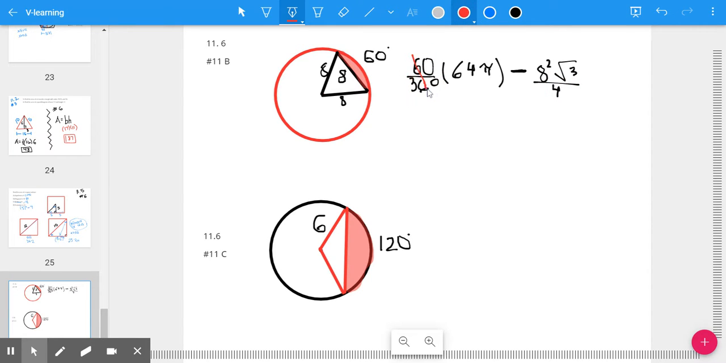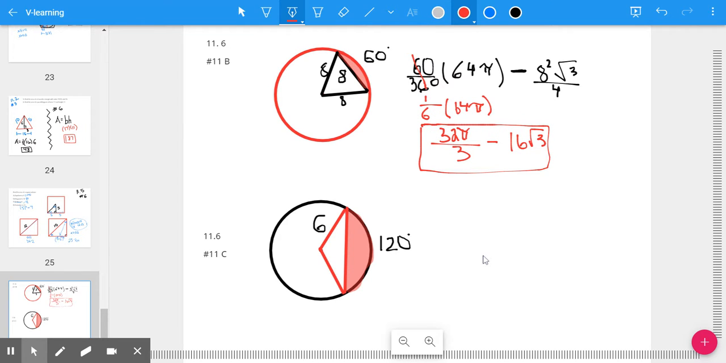60 over 360 can be simplified to 1/6, and we are still multiplying that by 64 pi. When I simplify that, I can divide both sides by 2. So I'm going to end up with 32 pi over 3, since 6 divided by 2 gives me 3. And I'm going to subtract. 8 squared is 64, and 64 divided by 4 is 16. So the area of my triangle is 16 radical 3. So this is going to be the area of the segment.